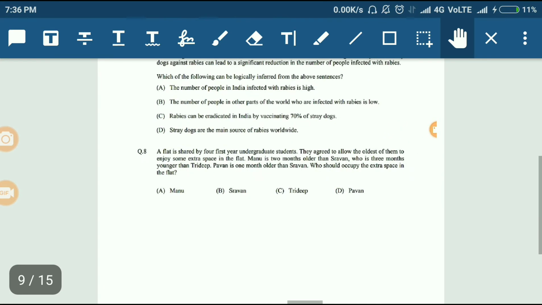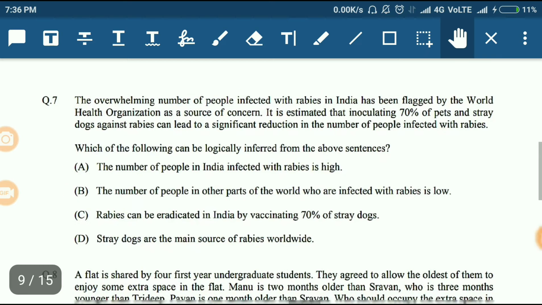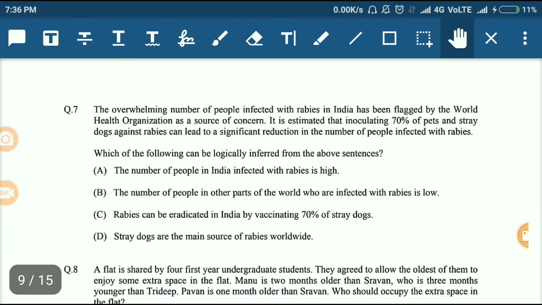The overwhelming number of people infected with rabies in India has been flagged by the World Health Organization, that is WHO, as a source of concern. It is estimated that inoculating 70% of pets and stray dogs against rabies can lead to a significant reduction in the number of people infected with rabies. Which of the following can be logically inferred from the above statements?